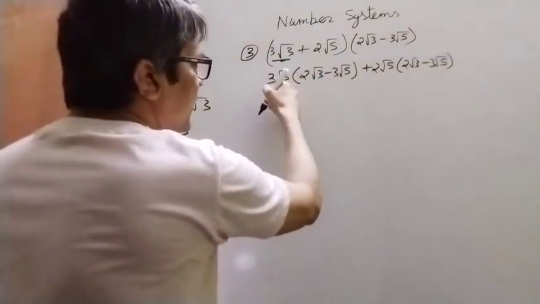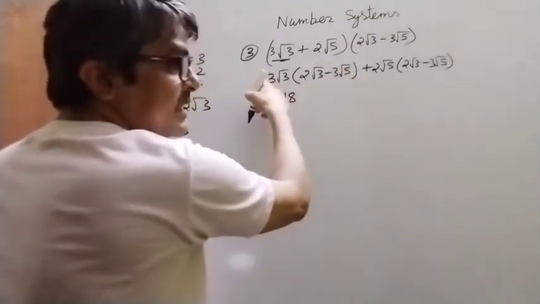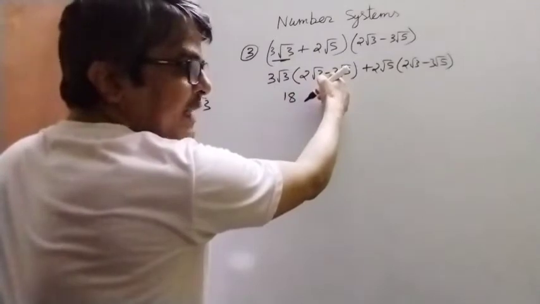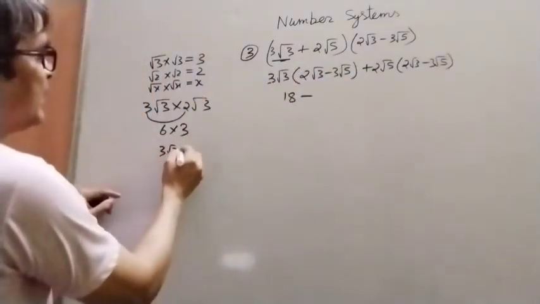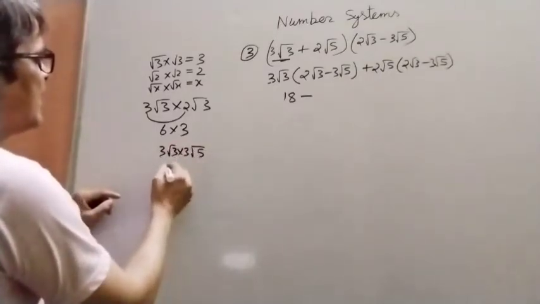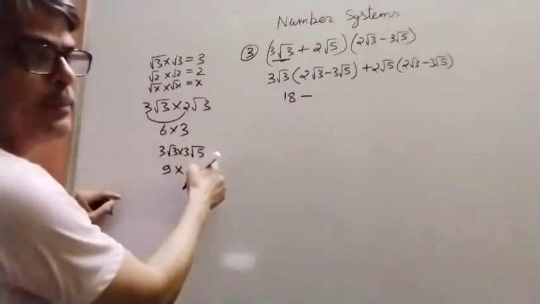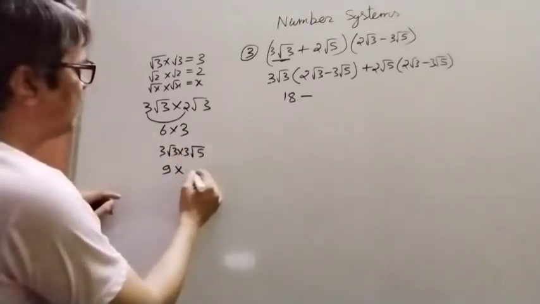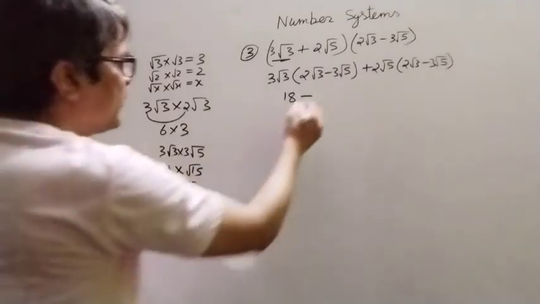Now you have to multiply 3 root 3 into 3 root 5. But before that, here it is plus and it is minus. Minus. Multiply 3 root 3 into 3 root 5. 3 threes are 9. Root 3 into root 5, 3 fives are 15. So your answer is minus 9 root 15.